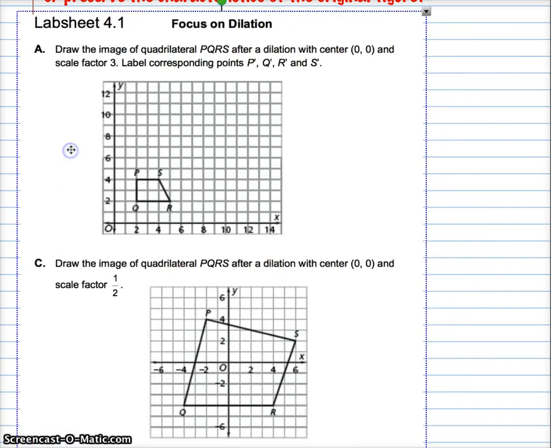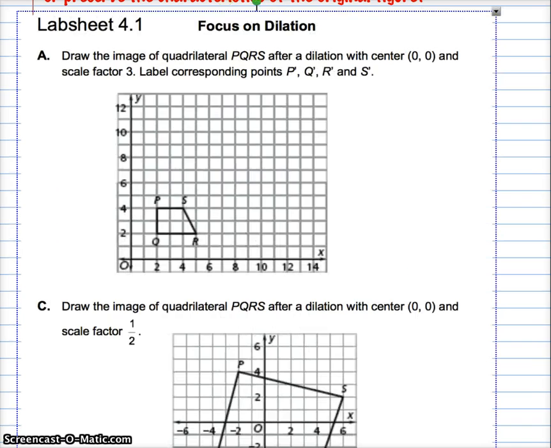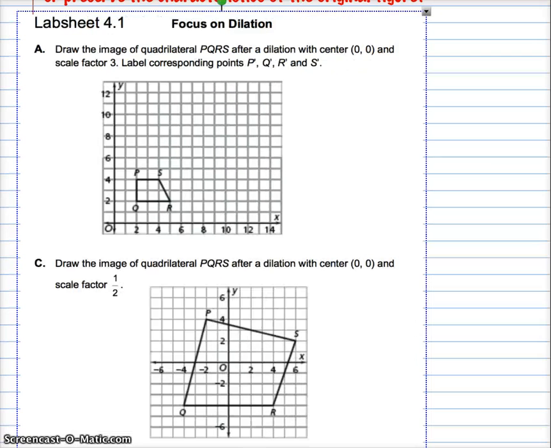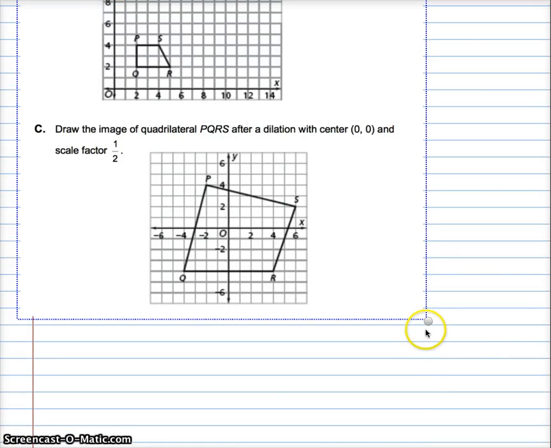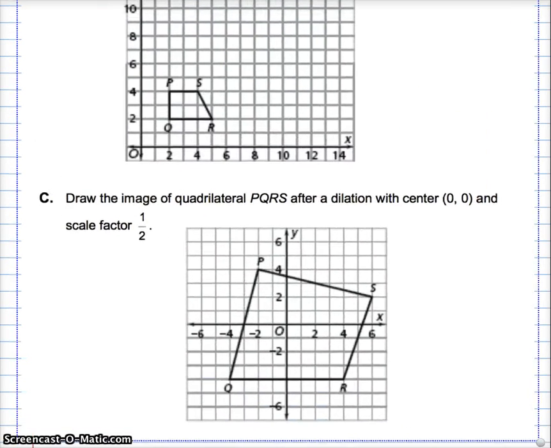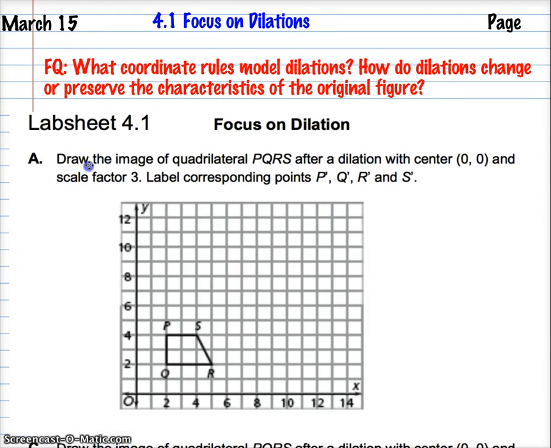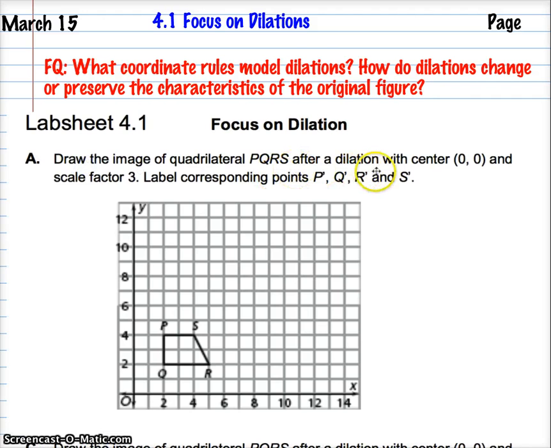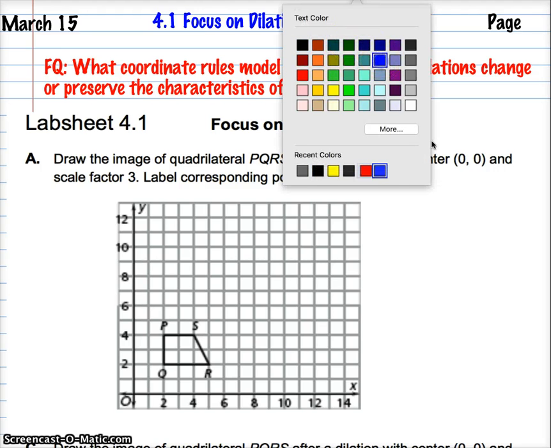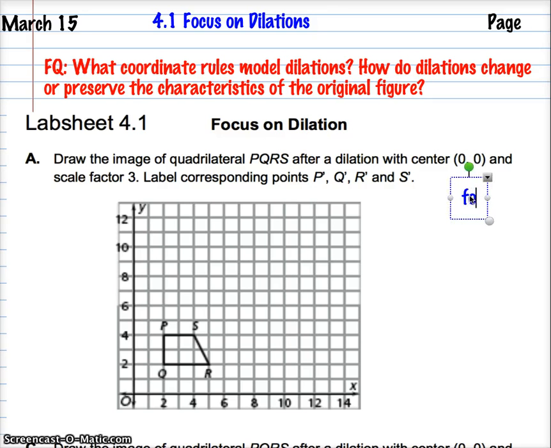I'm going to zoom mine in a little bit more so it's a little bit easier to see. Oops, that's not good. We'll zoom in a little bit more, and I'll show you how to draw a dilation and where your focus is. Okay. So it says draw the image of the quadrilateral PQRS after dilation with a center of 0, 0. Now wherever your center is, this actually represents your focus. So this is your focus right here.